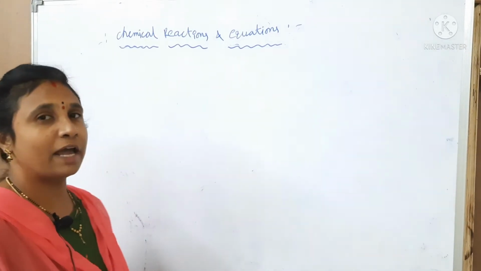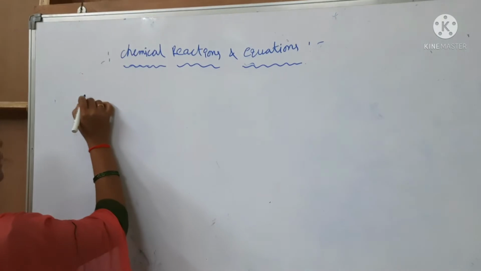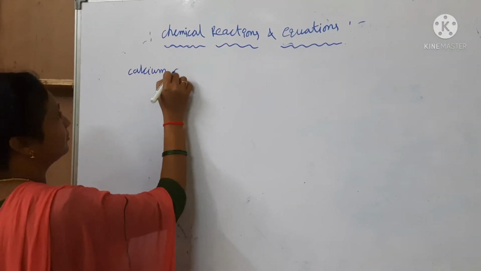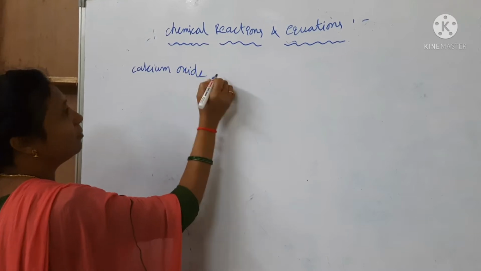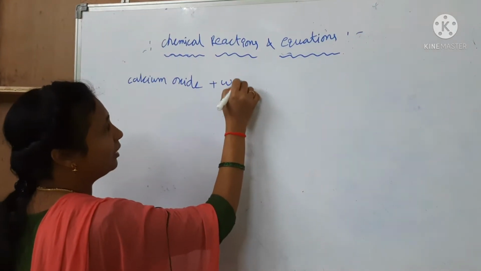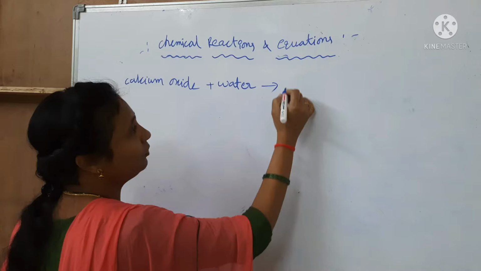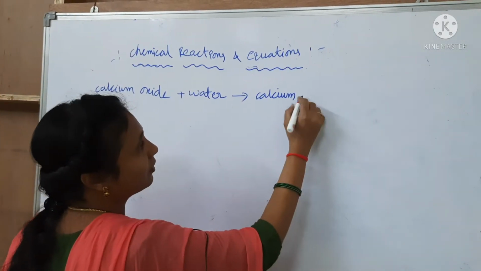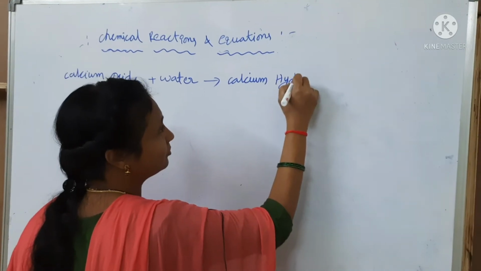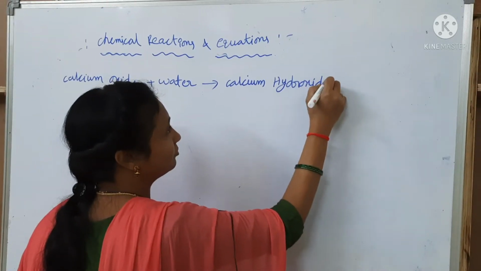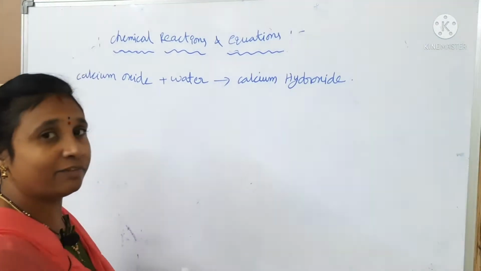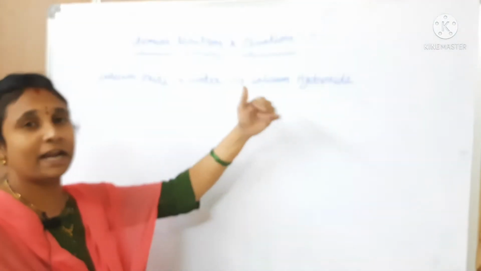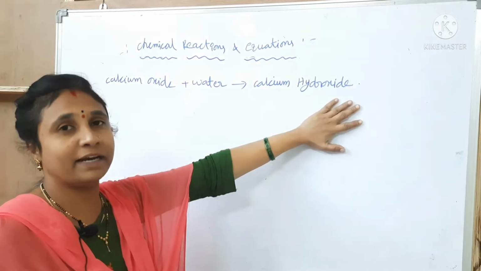In that example I gave that calcium oxide mixed with water will give calcium hydroxide. Okay, this is activity 1. In activity 1 I gave that calcium oxide mixed with water gives calcium hydroxide.